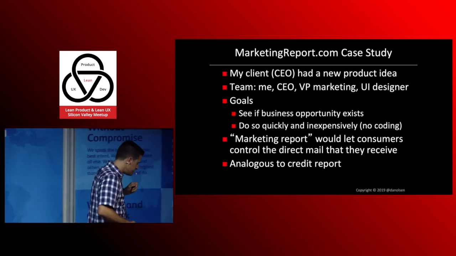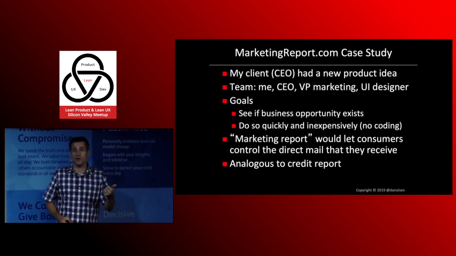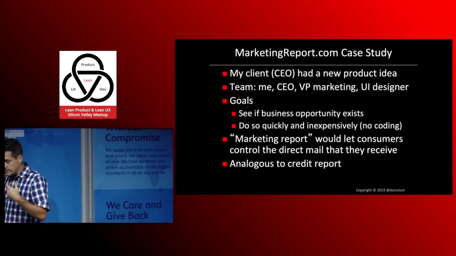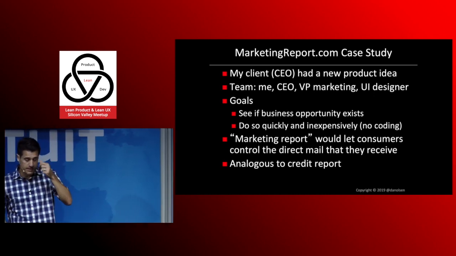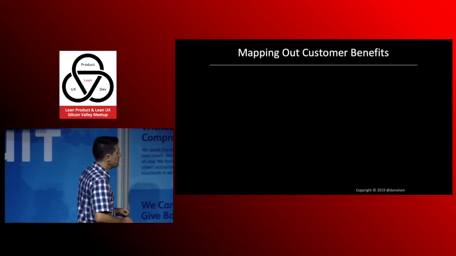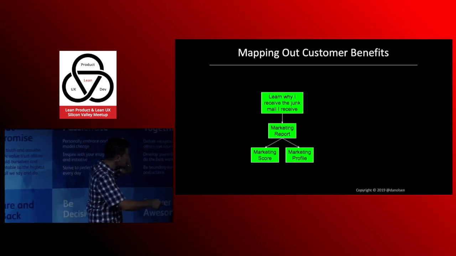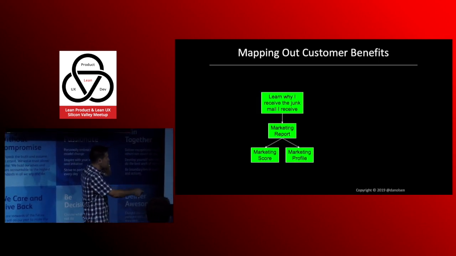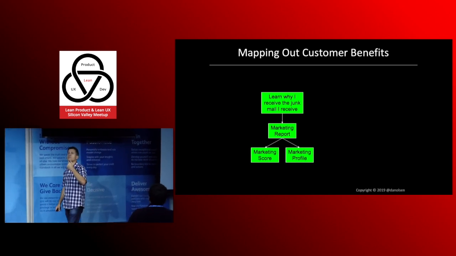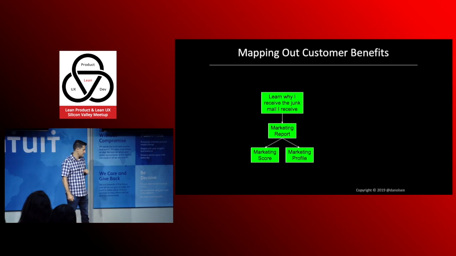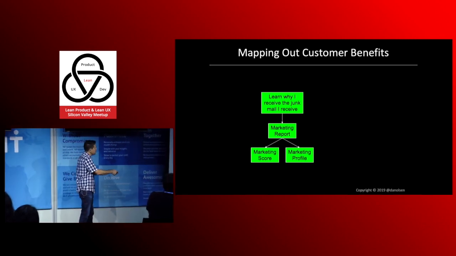Okay, cool, right? So step one is, who's your target market? You all raised your hands, like everybody in the US who gets junk mail. That was step one, target market. Step two is, what are the needs, the problem space that we want to go after? So I worked with them to map this out on a whiteboard. The top benefit, as best as they could explain it, was learn why I received the junk mail that I received. Why did I get this coupon for cat litter, right? That was the top problem space, and then mapping the solution.